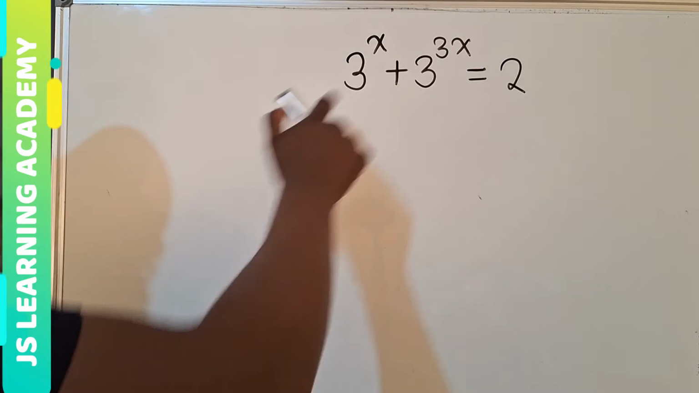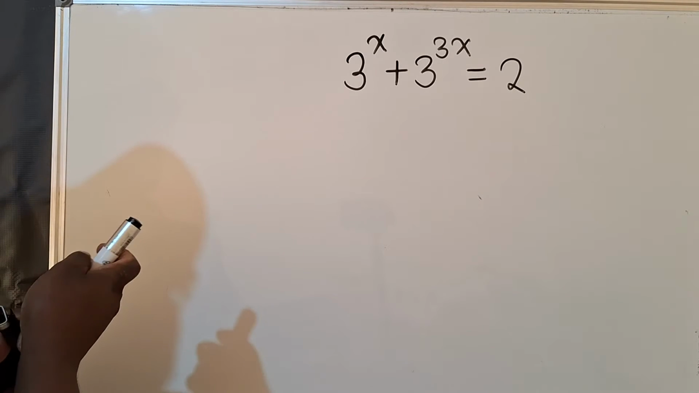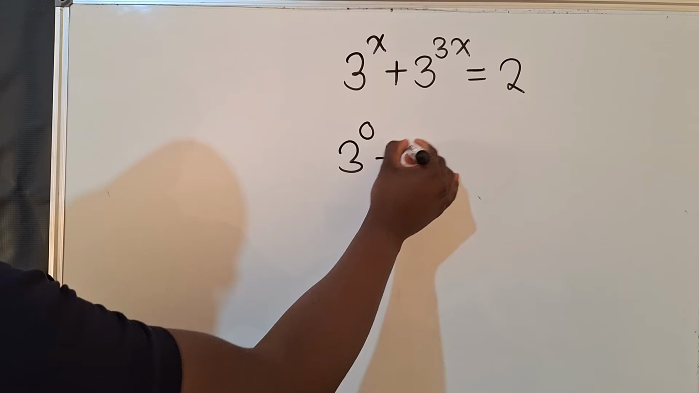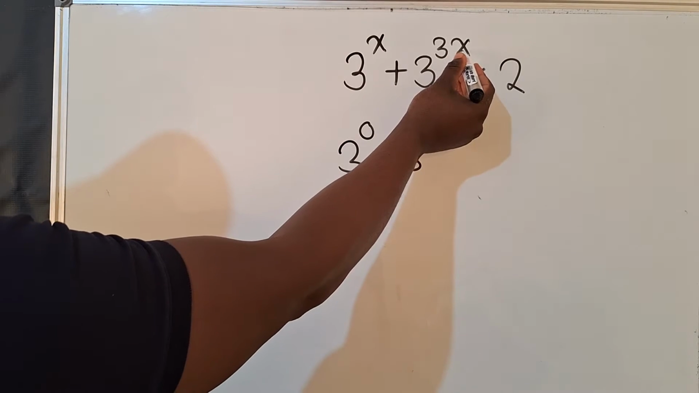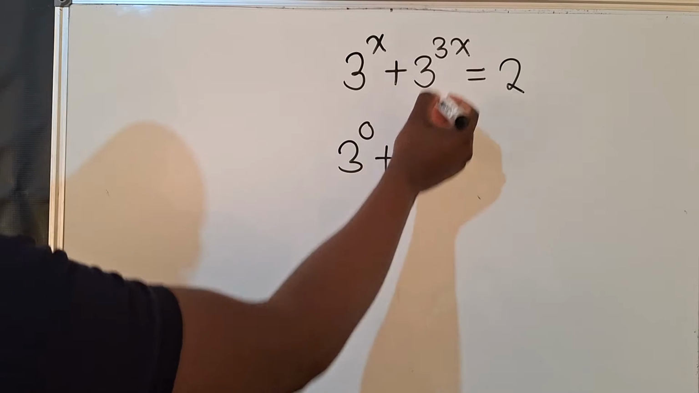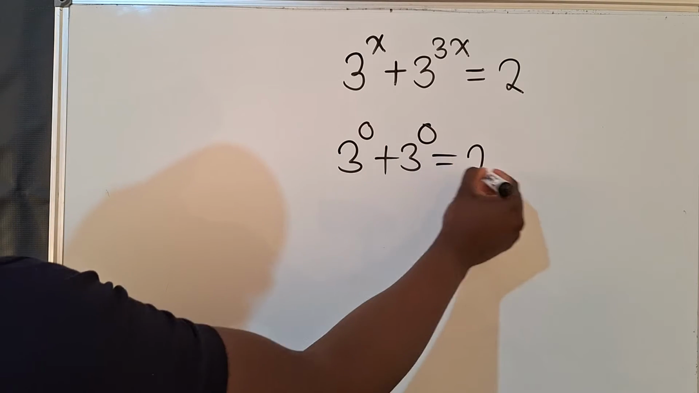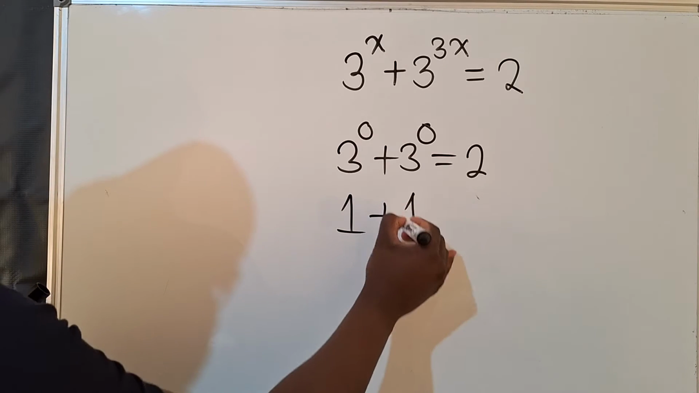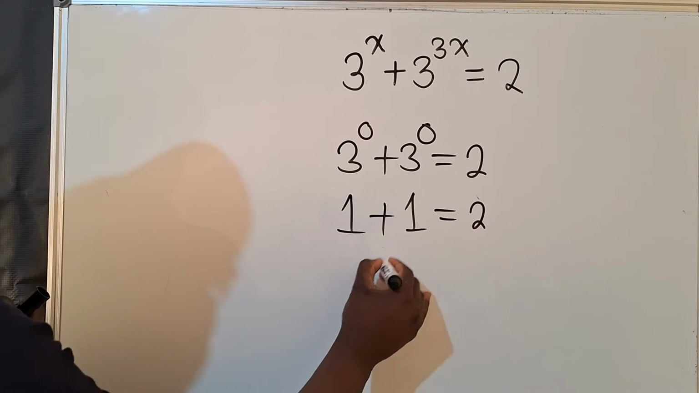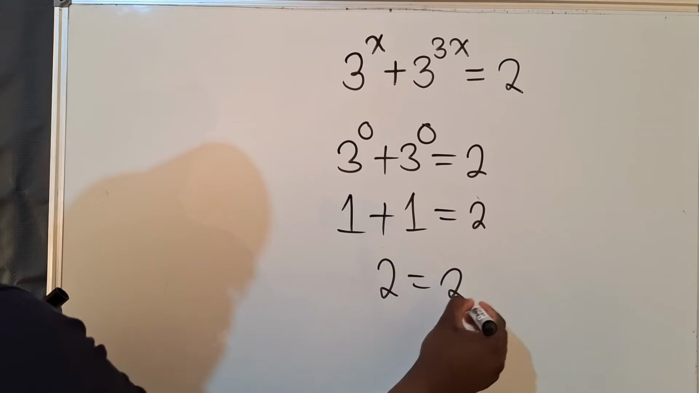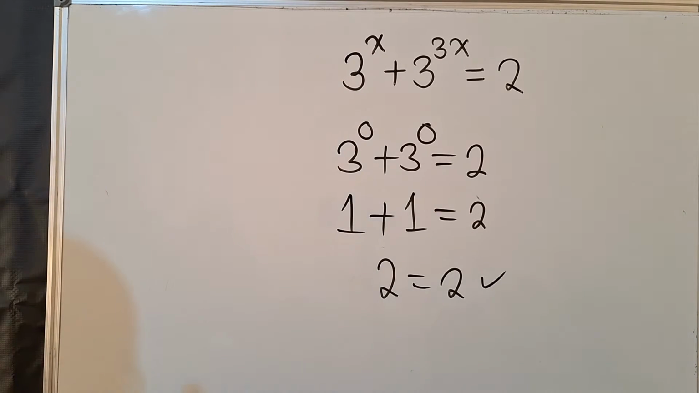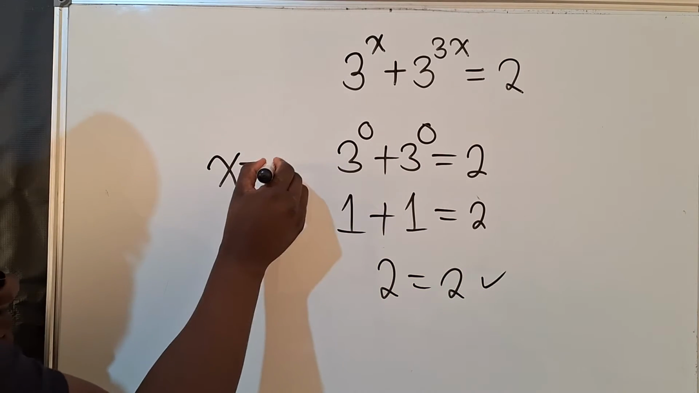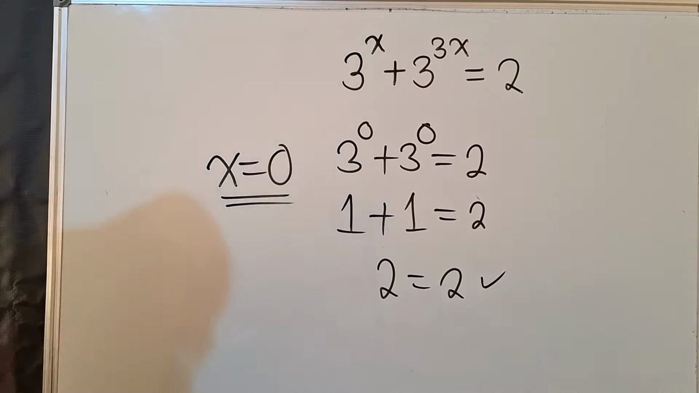We've got this question over here. We need to find the value of x. Just by looking, you can say 3 power 0 plus 3 power, when we put a 0 here, 0 times 3 will give us a 0. So it will be power 0, which is equal to a 2. So by the laws of indices, this will be equal to a 1, equal to a 1, which is equal to a 2. You see, this is how we're guessing. This is just guesswork. We've guessed that the value of x is equal to a 0 right over here.